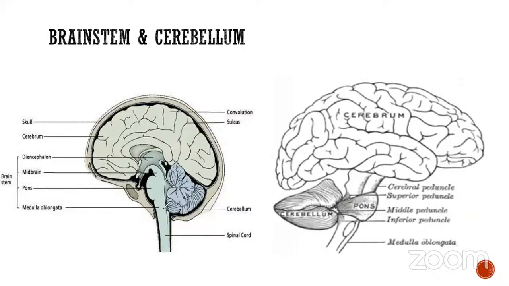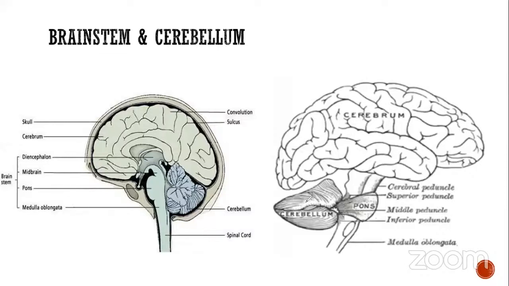Next part is the medulla, the lower part of the brainstem. Its upper part lies anterior to the fourth ventricle, and its lower part is traversed by the central canal. The last four cranial nerves, that is 9, 10, 11, 12, arise from this medulla.